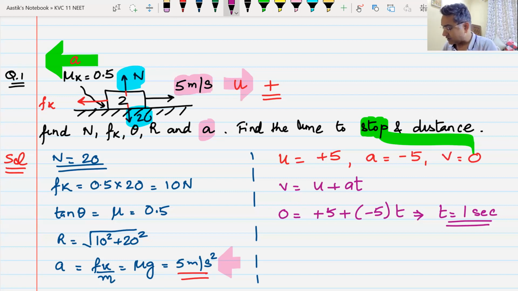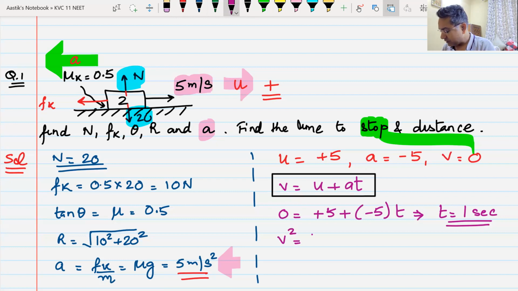To find out that distance or displacement, you have used this equation to find out the time. You can find out the distance or displacement using this equation, equation number 3. V square is equal to u square plus 2 times acceleration into the displacement. Do we remember this equation?